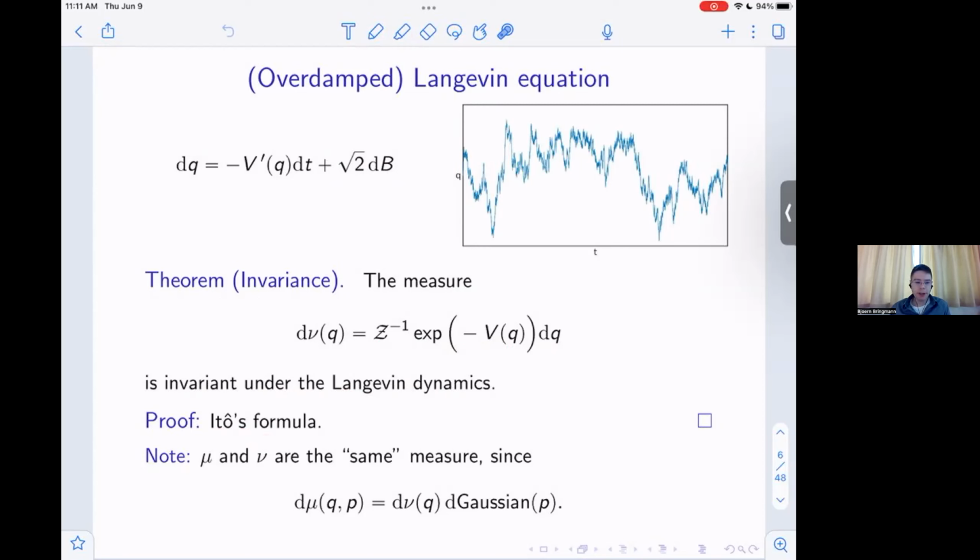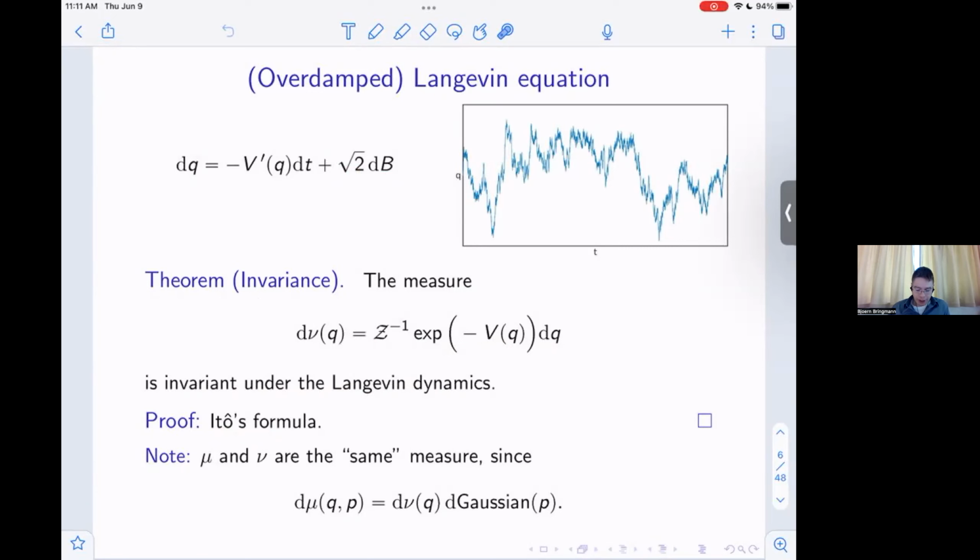Okay. Now, I do want to make one remark or emphasize something, which will be important for us later. So we now have these two different measures. We have this Gibbs measure that I defined on the last slide, and we have this measure nu that I defined here. And technically speaking, they're not the same measure because one of them is defined on R and the other one is defined on R2. But morally speaking, you should really view them as being the same measure.